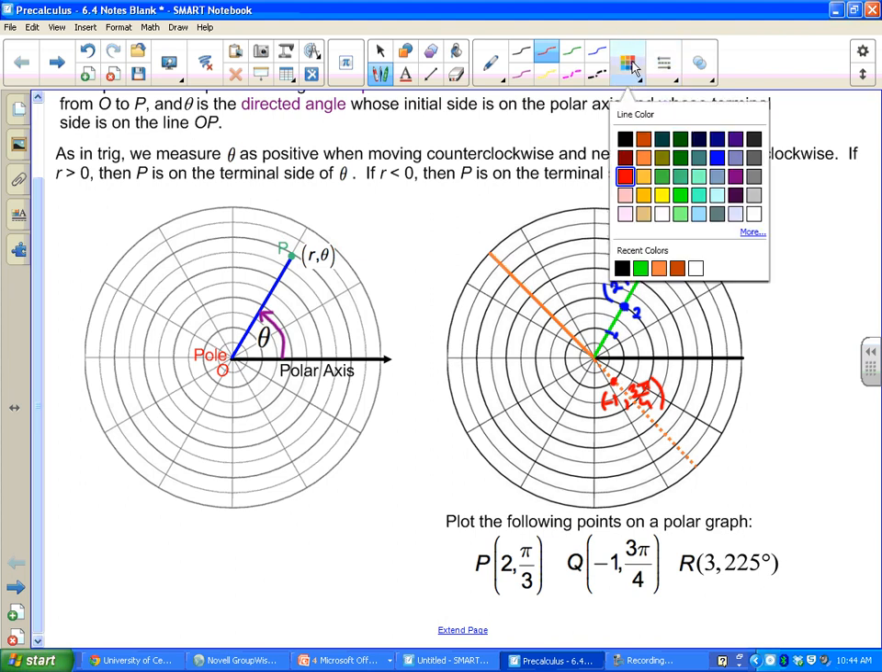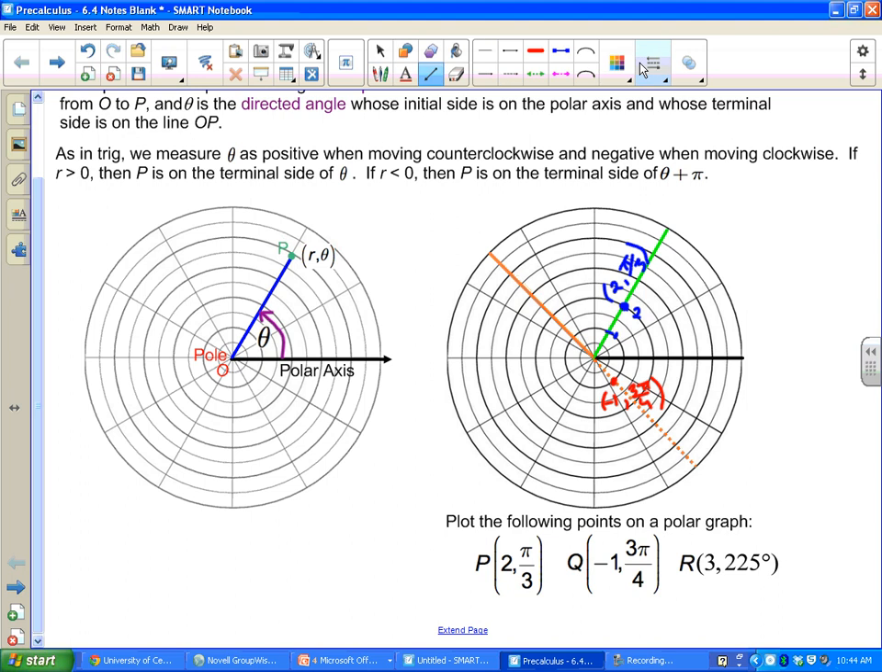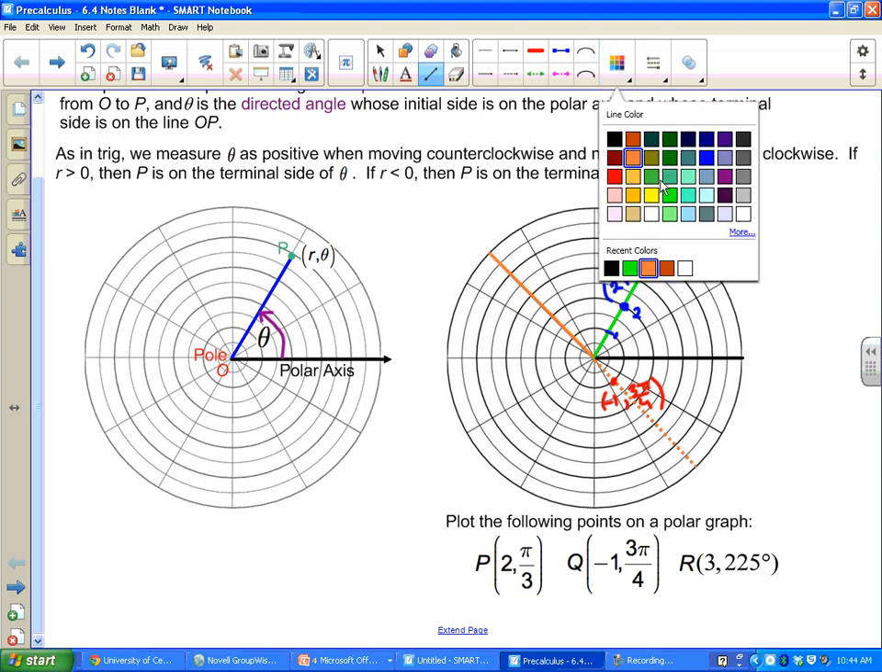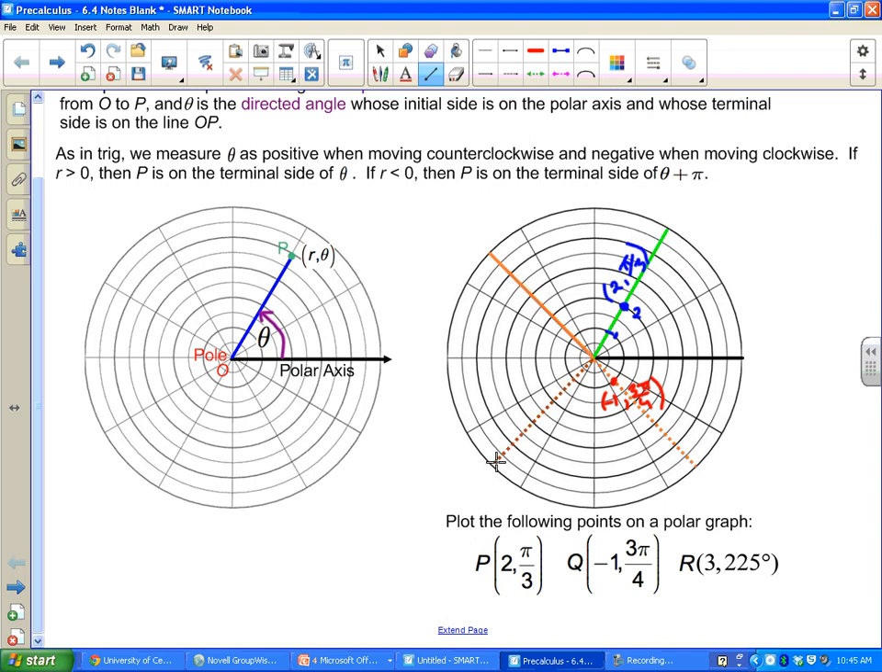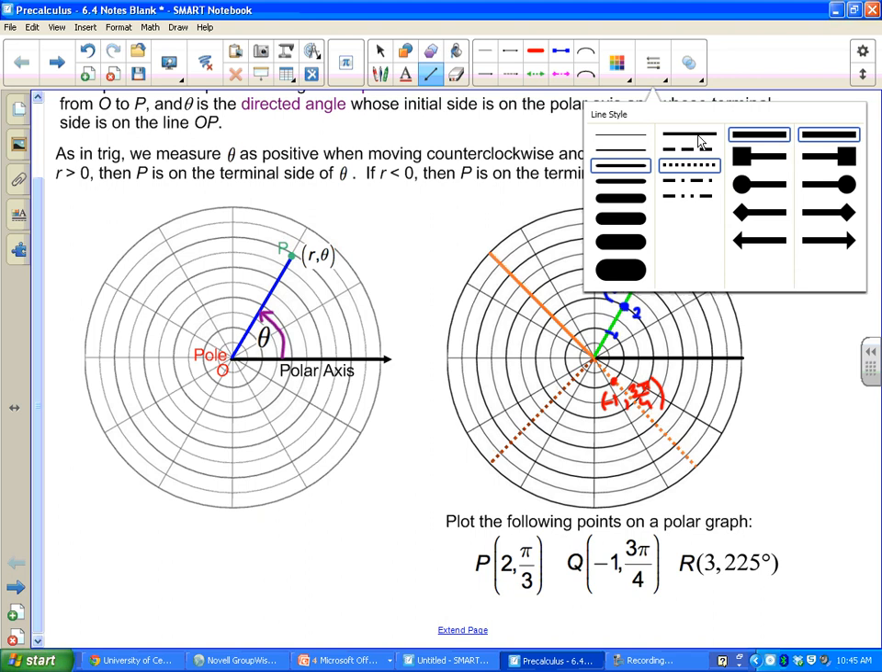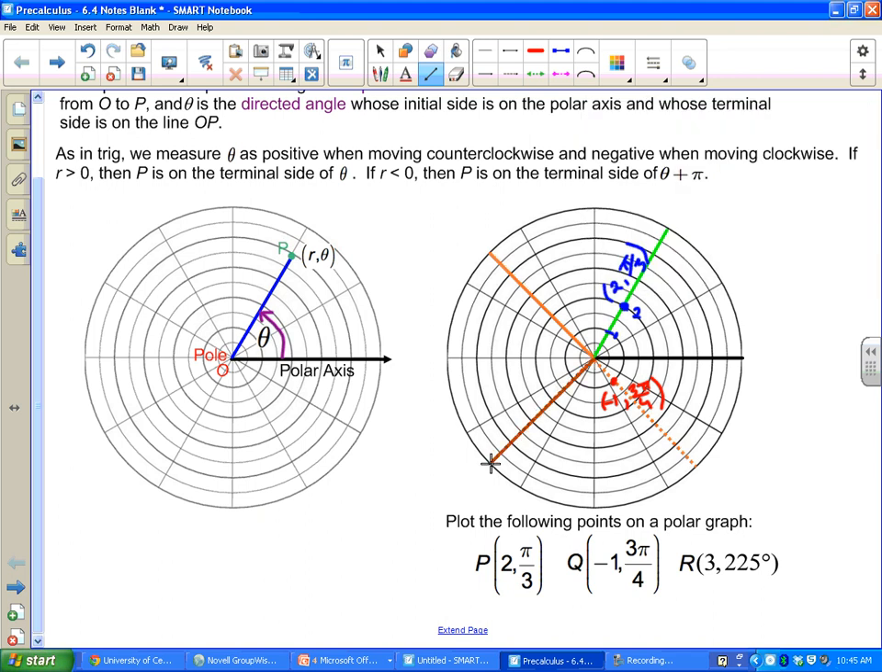And then our last point here is 3 comma 225, and this is in degrees. So 225 degrees is right here, and then we just go out 3. So I would count 1, 2, 3, and that's where it is. So 3 comma 225. Okay, so those are those 3 points graphed out.